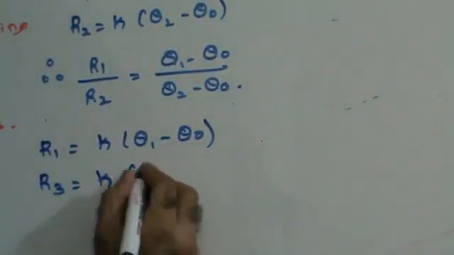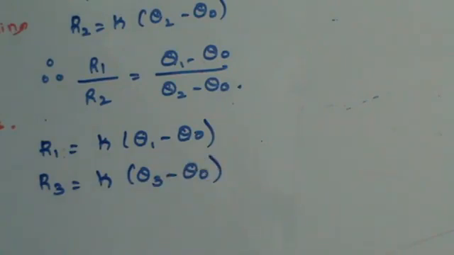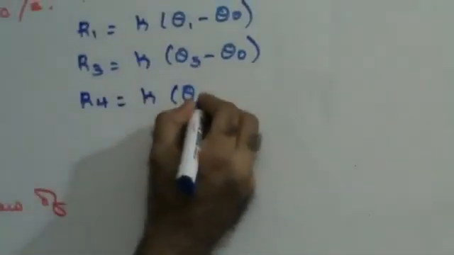R3 is K times theta 3 minus theta 0. From this equation you will come to know the rate of cooling at 48 degrees Celsius. And the last part of the sum says the temperature at which the rate of cooling is 0.6. Just call this as R4, guys. Just make this correction. Just call this as R4. Now, the rate of cooling is 0.6. I want to find out the temperature at which this happens.